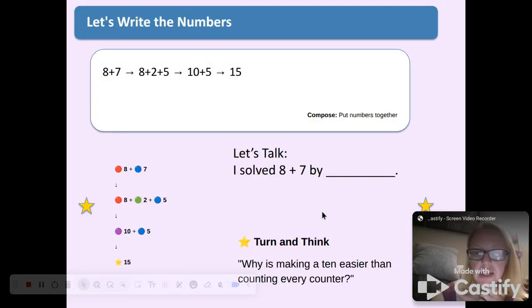So let's do a turn and talk. Why is making a 10 easier than counting every counter? Go ahead and turn to your partner and talk about that for a second. Here's something you can use to talk about it. I solved 8 plus 7 by blank. This is a starting sentence to help you start talking to your partner. So go ahead and do that for a second.